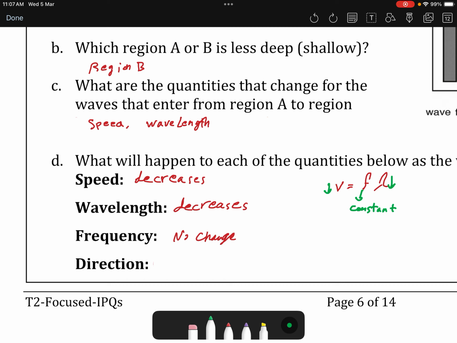Okay. The direction will change, actually. It will change, between two brackets, refraction.